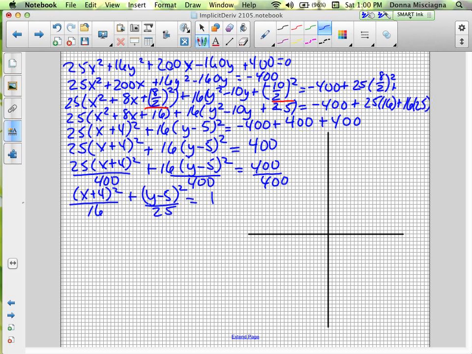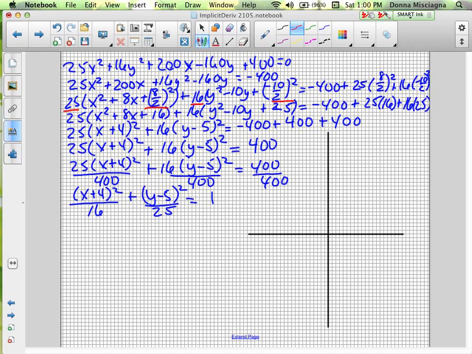So I didn't really add in 8 divided by 2 squared, which is 16, and I didn't really add in negative 10 divided by 2 squared, which is 25, because we had coefficients that we pulled out. In front of the parentheses there's a 25, so when I add it to the other side, that's really 25 times 16, and that's really 16 times 25. I have to make sure I don't forget that outside those parentheses are these coefficients.